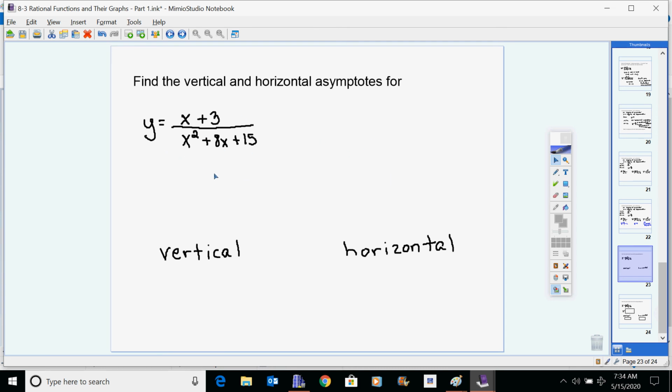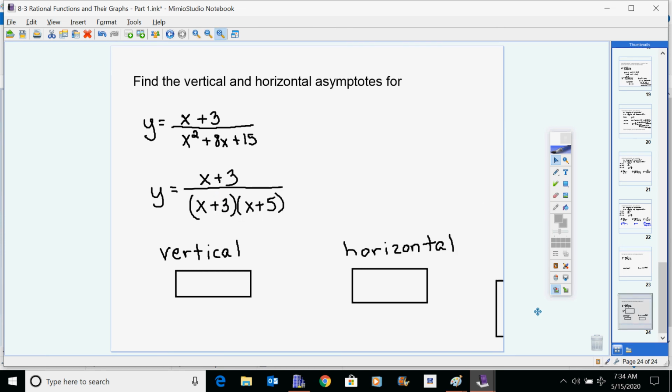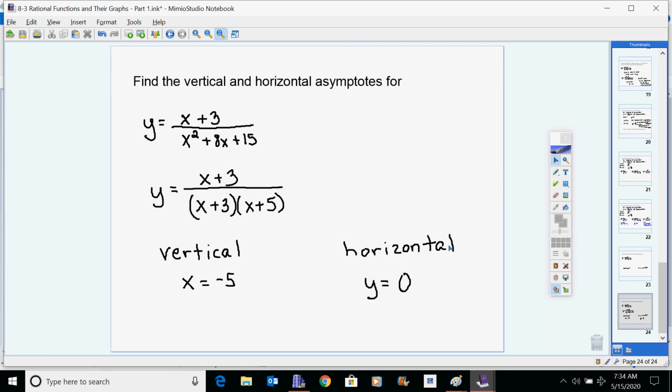Okay, vertical asymptotes. Well, we need to factor the denominator. Denominator factors 3 and 5. These could cancel, so my only vertical asymptote will be x equals -5. Horizontally, this one is smaller than this one, so y equals 0 is our horizontal asymptote. So just 2 asymptotes for the graph of that problem.